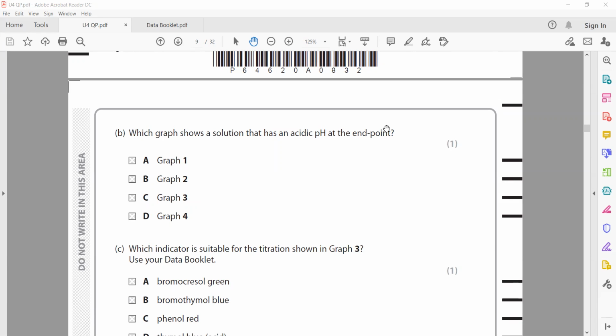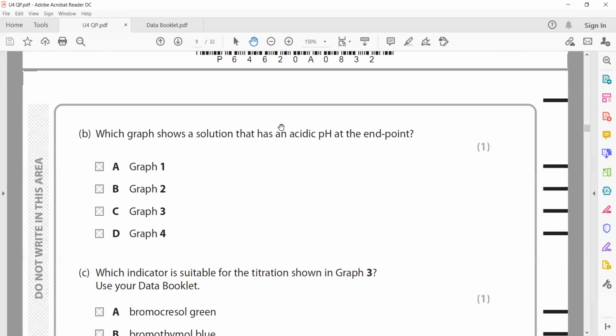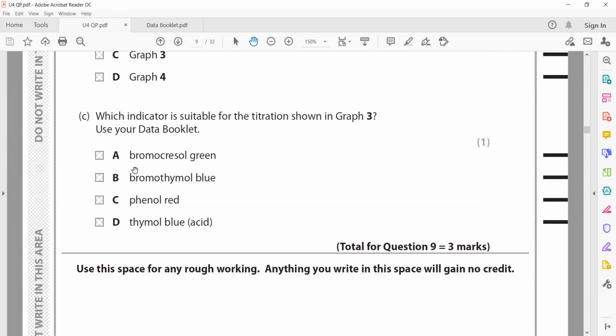Equivalence point means we can identify it from the vertical part. But the definition of equivalence point is that when the mole ratio, according to the equation for the reaction, is equal to the volume ratio, that point is known as the equivalence point.